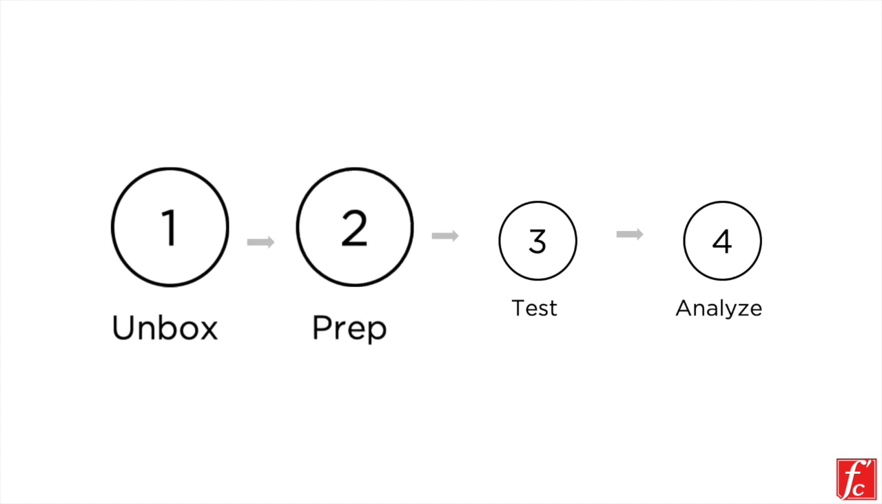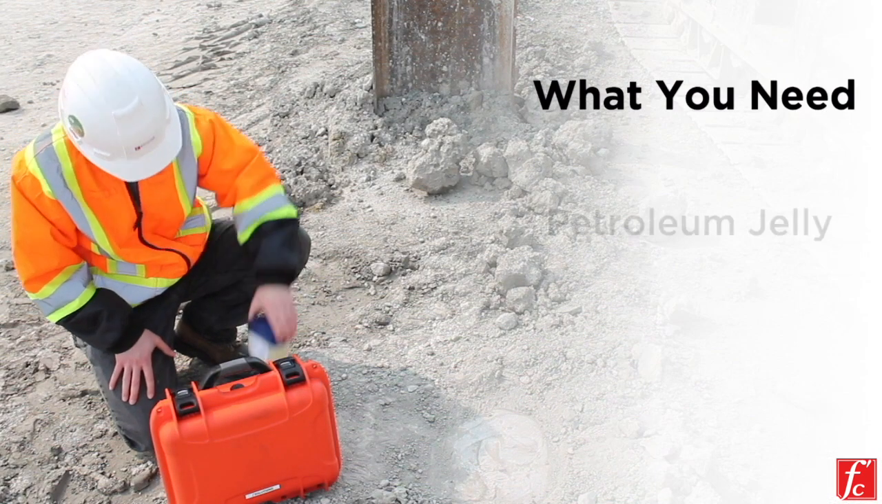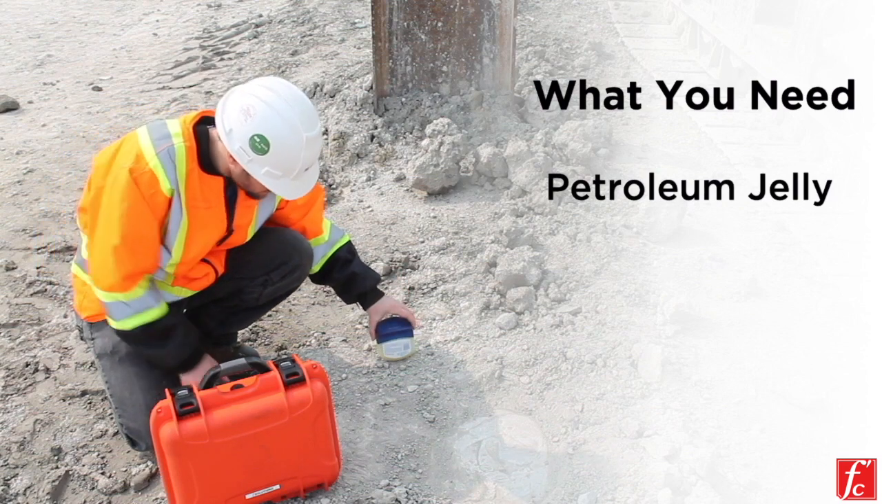Pile integrity testing can be completed in just 4 simple steps. The first step is to unbox what you need. To complete your pile integrity test, you'll need to bring petroleum jelly, as well as a putty knife with you.